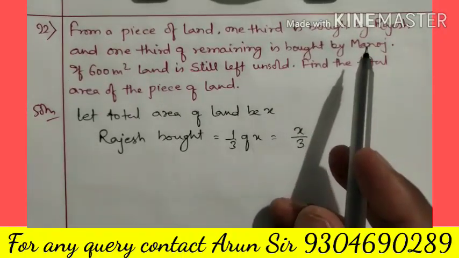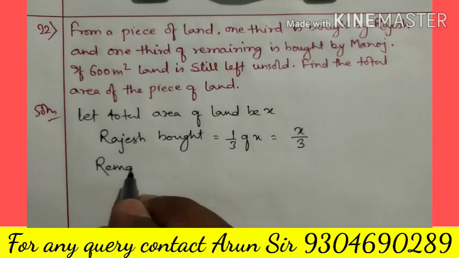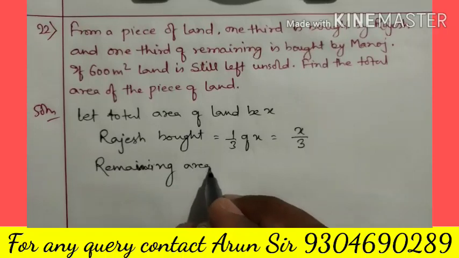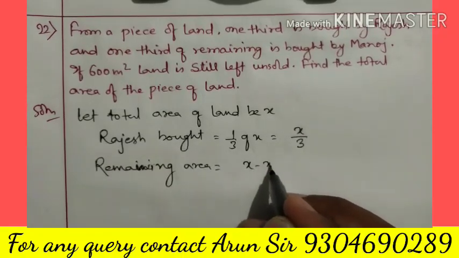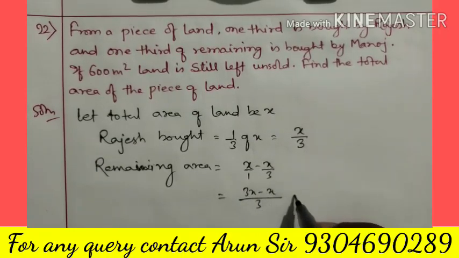Now Manoj had bought 1 by 3 of the remaining. Now how much land is remaining? Remaining area is equal to x minus x by 3. We'll take the LCM. 1 3 ja 3x minus x. Remaining is 2x by 3.